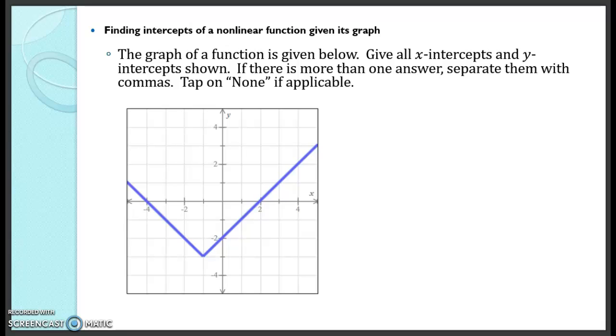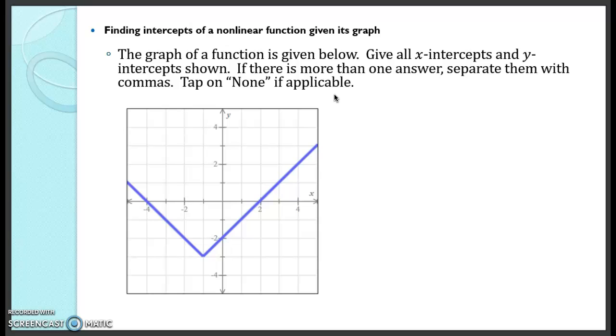Hey everybody, in this video we're going to talk about finding intercepts of a nonlinear function giving its graph. So below we're given a function on a graph. This is what it looks like on the coordinate plane. We're asked to give all x and y intercepts.